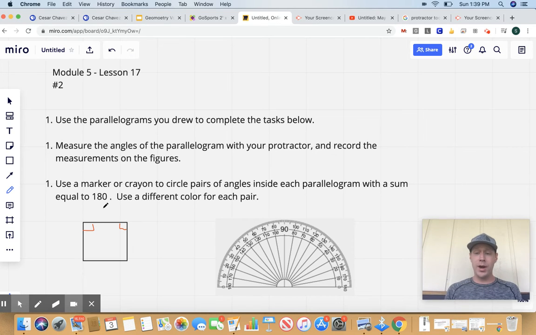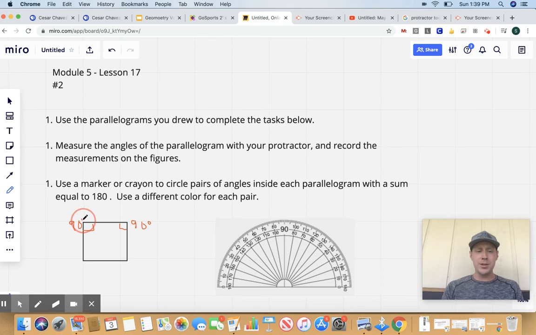So in a square and a rectangle, that's really easy to find. This side is 90 degrees, and this side is 90 degrees. That equals 180 degrees. So it is a parallelogram. And we can even label that right now. Let's go ahead and do that. This is 90 degrees. And this is 90 degrees. And together, they sum to 180.